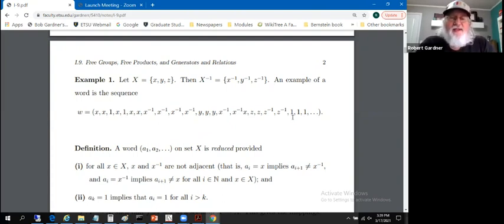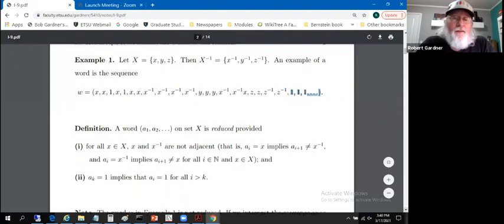We'll treat these as if they were products, finite products, by dropping this latter stuff. And then you'll be very tempted to do some simplification of the x inverse and the x, right? And that's what it'll mean to reduce a word.